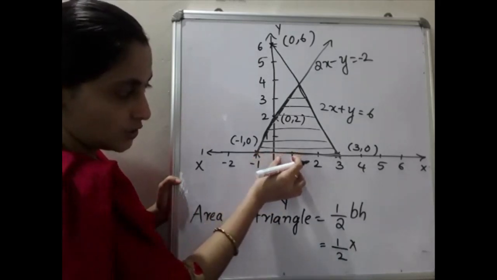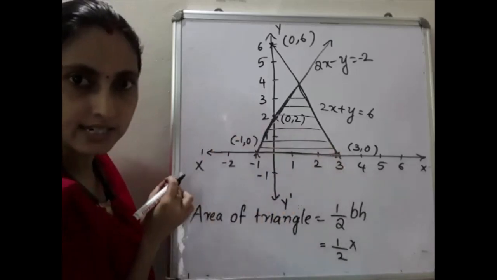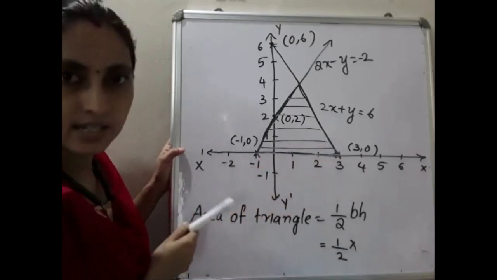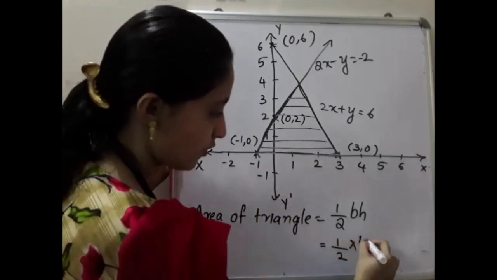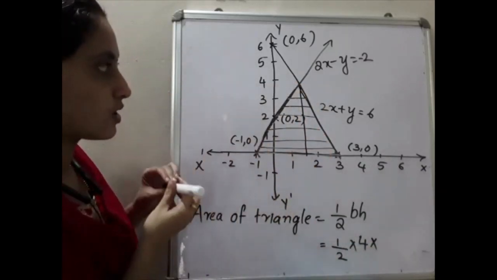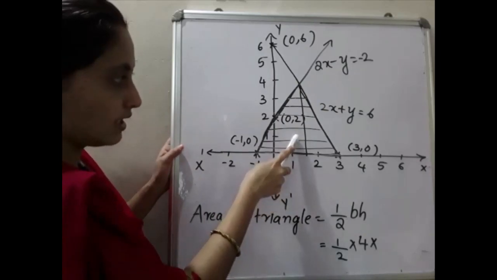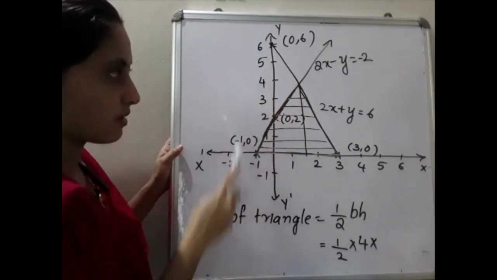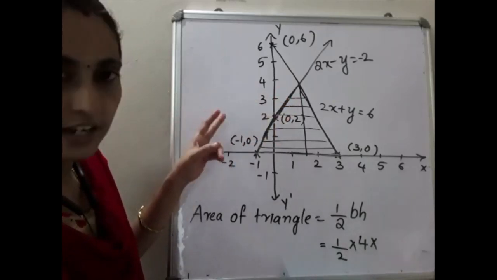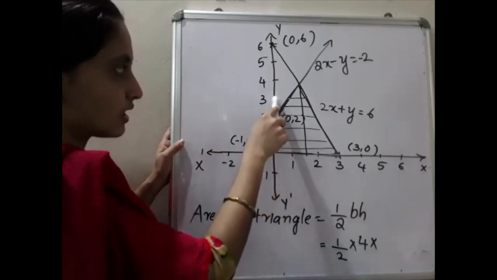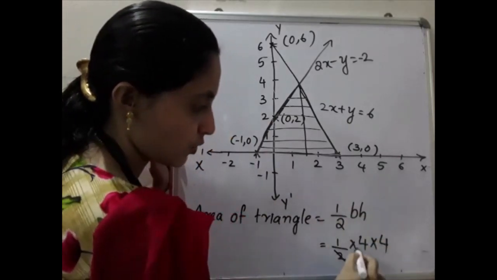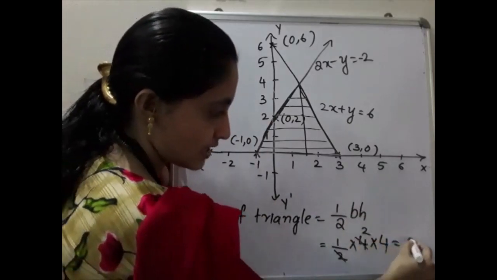So how many units are there? 1 unit, 2 unit, 3 unit, 4 units are there in the graph. So you have to write 4. Height means perpendicular distance. How many units are there? 1, 2, 3, 4. Maybe it was my mistake while drawing the graph on the board, so please clarify that. I hope that is 4. So half into 4 into 4 will come. So 2 and 4 will be cancelled. So 2 into 4, the answer will be 8.